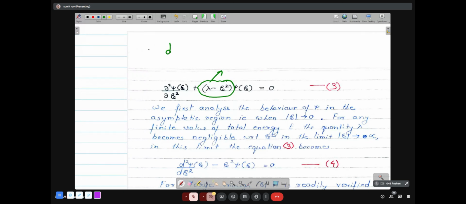The equation that we used to study earlier was d2 psi by dx square plus k square psi is equals to 0. These were the equations we were initially discussing. Psi is a function of x.